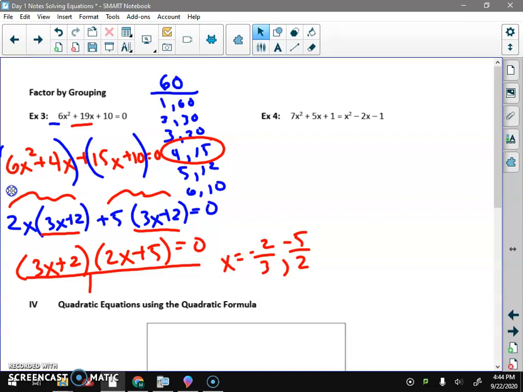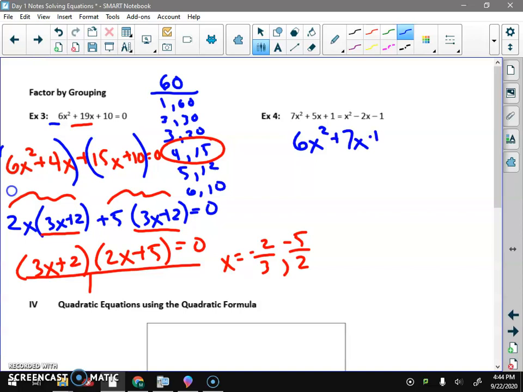Clean it up. 7x squared minus an x squared is 6x squared. Plus 5x plus 2x is plus 7x. Plus 1 and another plus 1 is a plus 2. Now, in all honesty, I might consider not factoring that by grouping because that 6 has a couple choices, but the 2 doesn't have any choices. It's got to be 2 and 1. But since we're practicing this method, factor by grouping, we're going to do it.